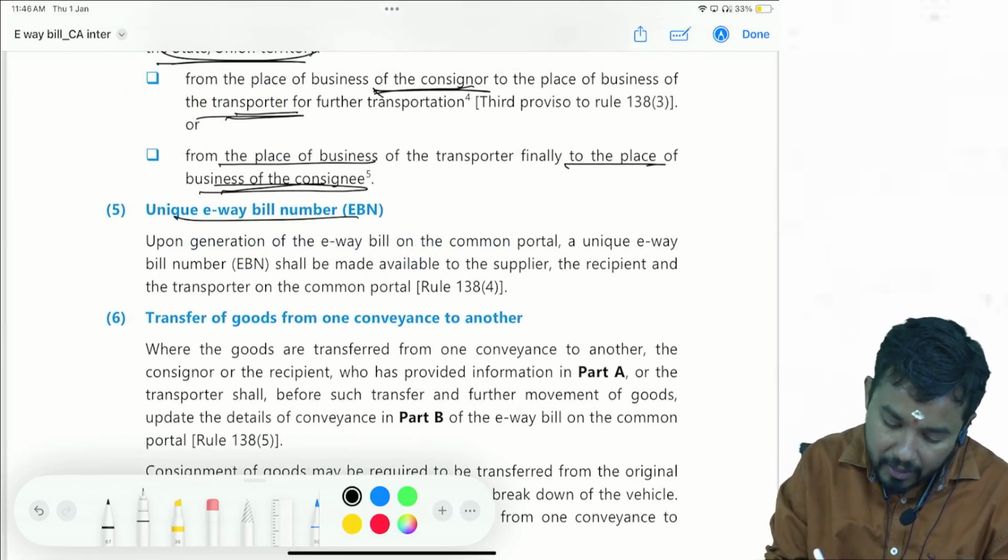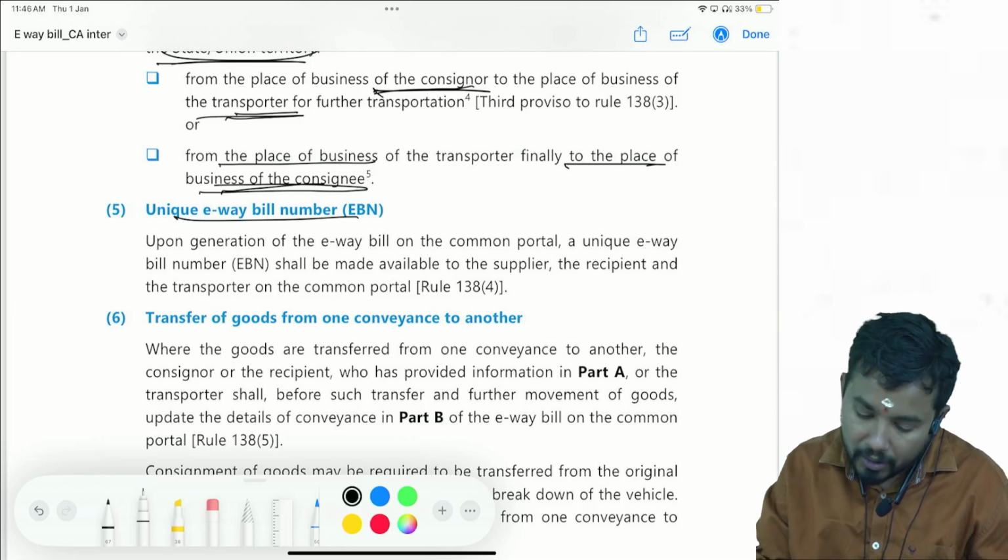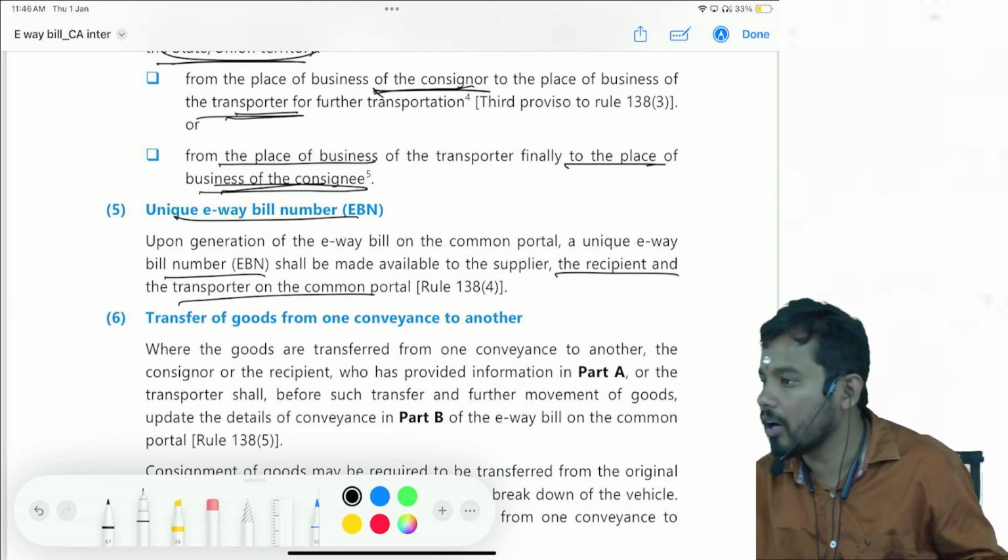Next one, unique e-way bill number. Upon generation of the e-way bill on the common portal, a unique e-way bill number shall be made available to the supplier, the recipient and the transporter on the common portal.